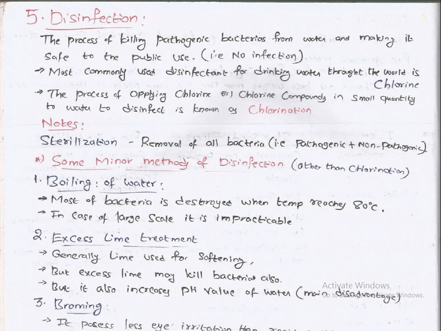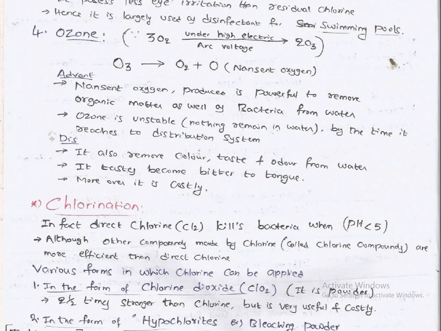Bromine: it causes less eye irritation than residual chlorine, hence largely used as a disinfectant in swimming pools. Ozone: 3O2 under high electric arc voltage forms 2O3. O3 disintegrates or decomposes to O2 and nascent oxygen. Advantage: nascent oxygen is powerful to remove organic matter as well as bacteria from water.